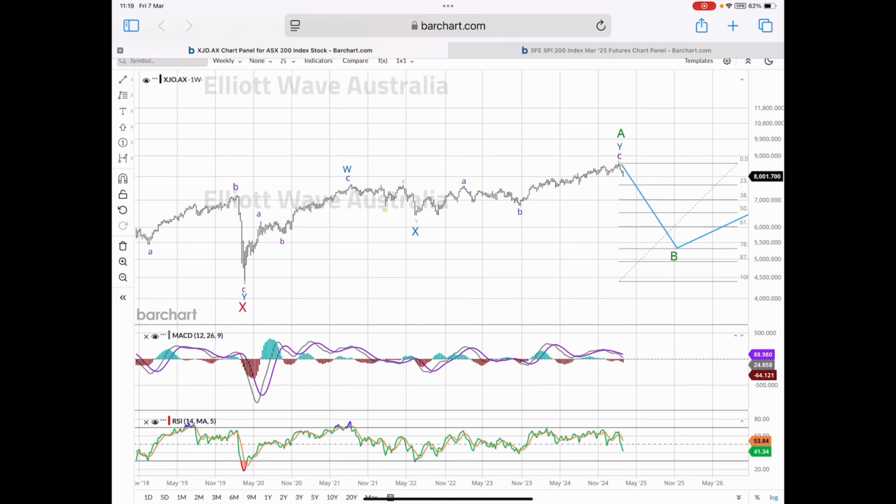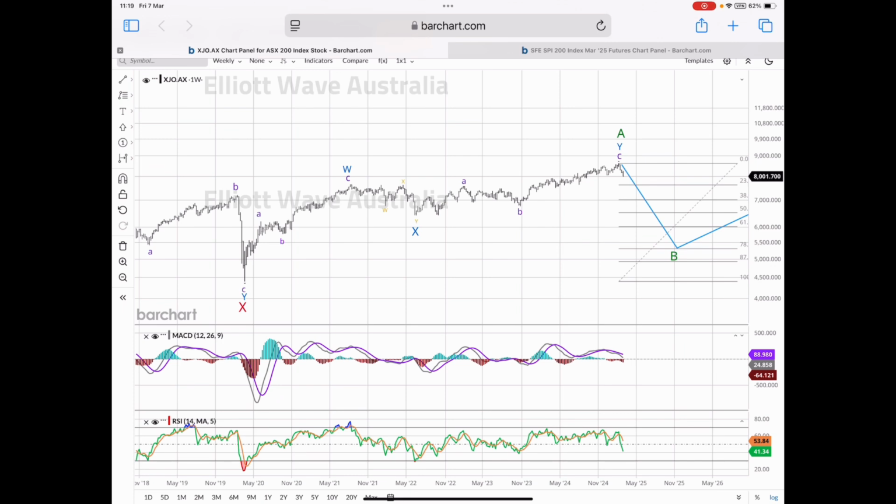So I believe this is just like a series of corrective patterns. I've probably not labelled it the best, but yeah, I don't think we're getting a 5-wave move off the GFC lows or off that 2022 low that I've got labelled X.